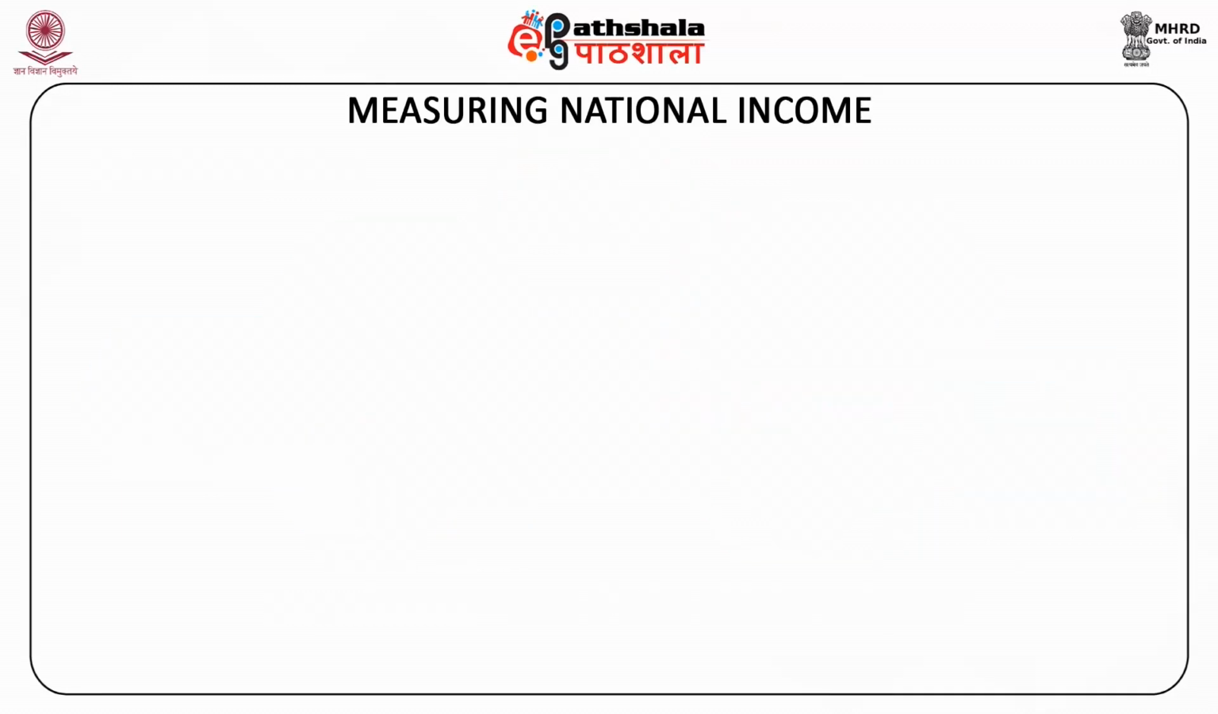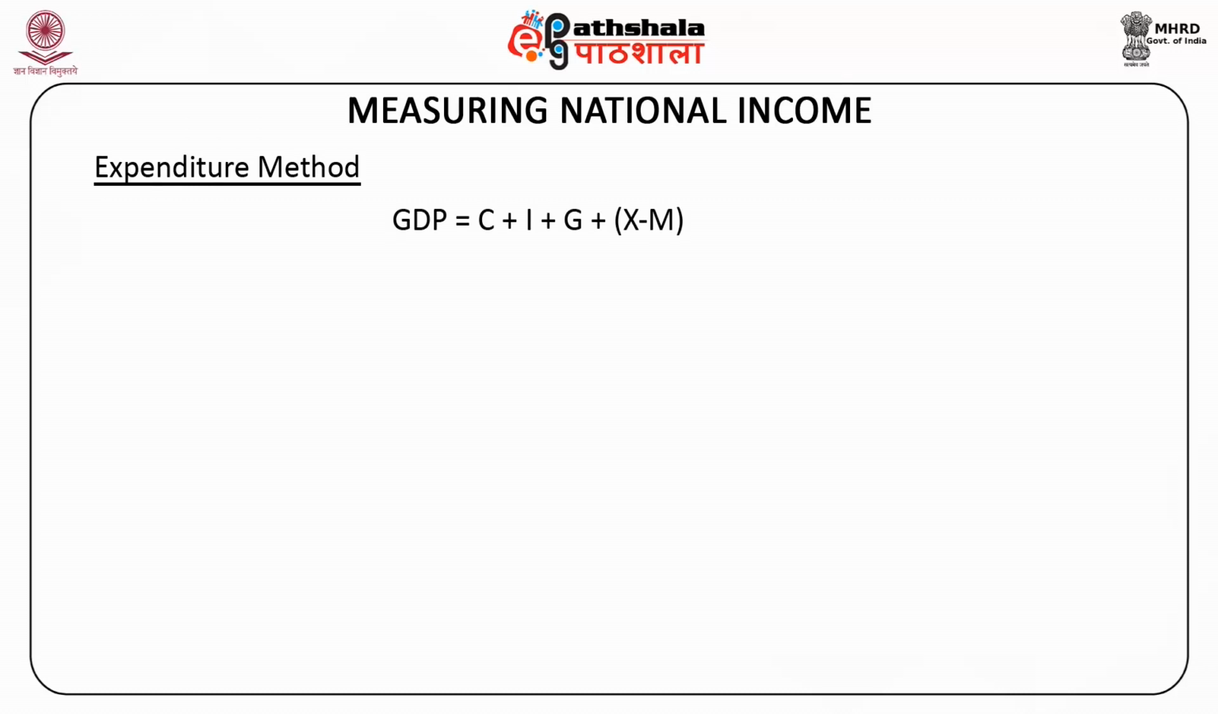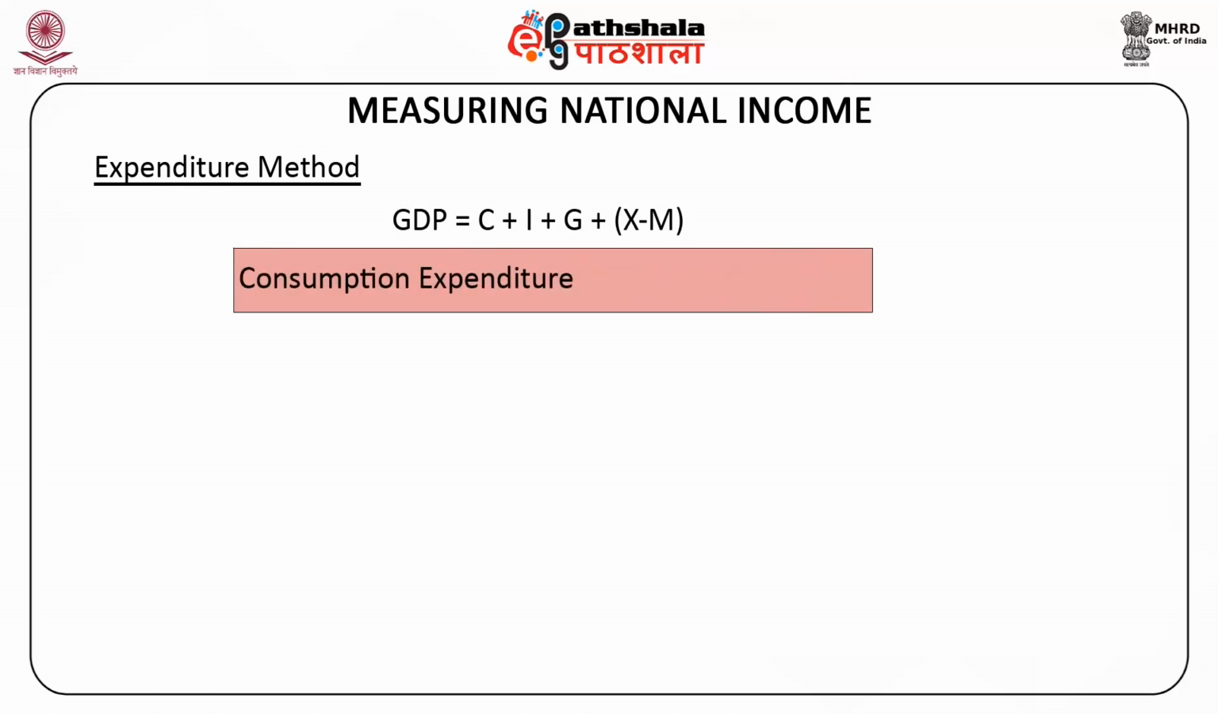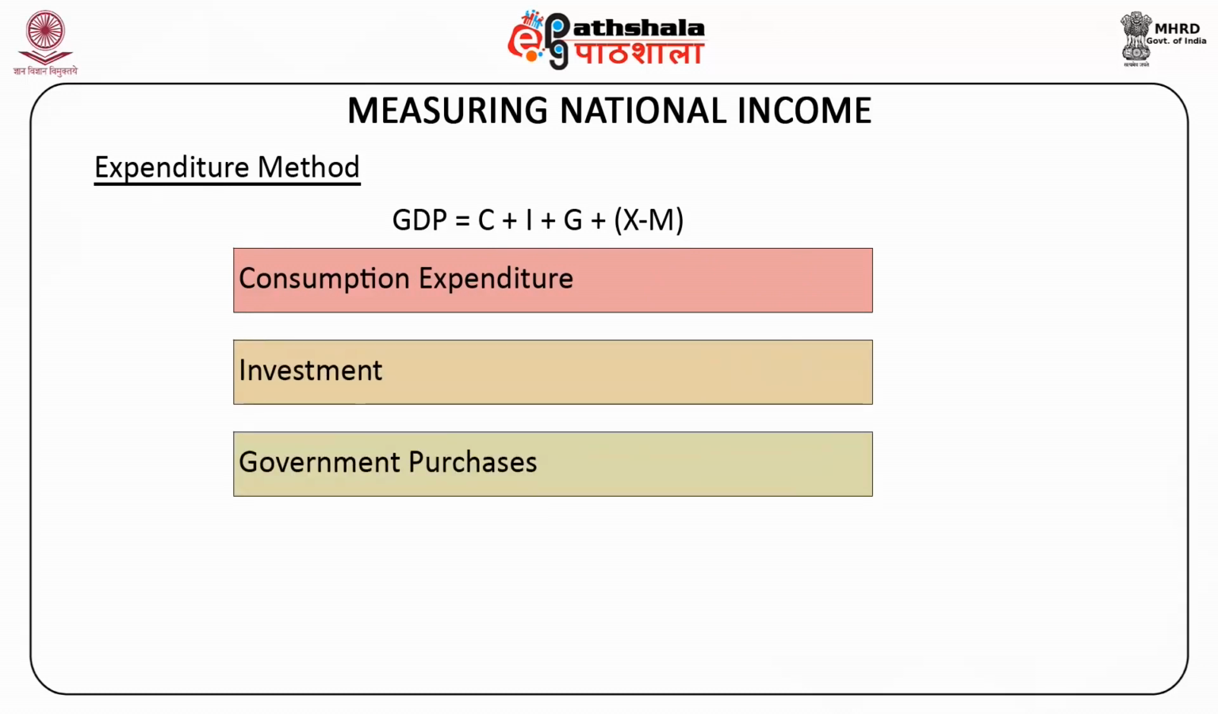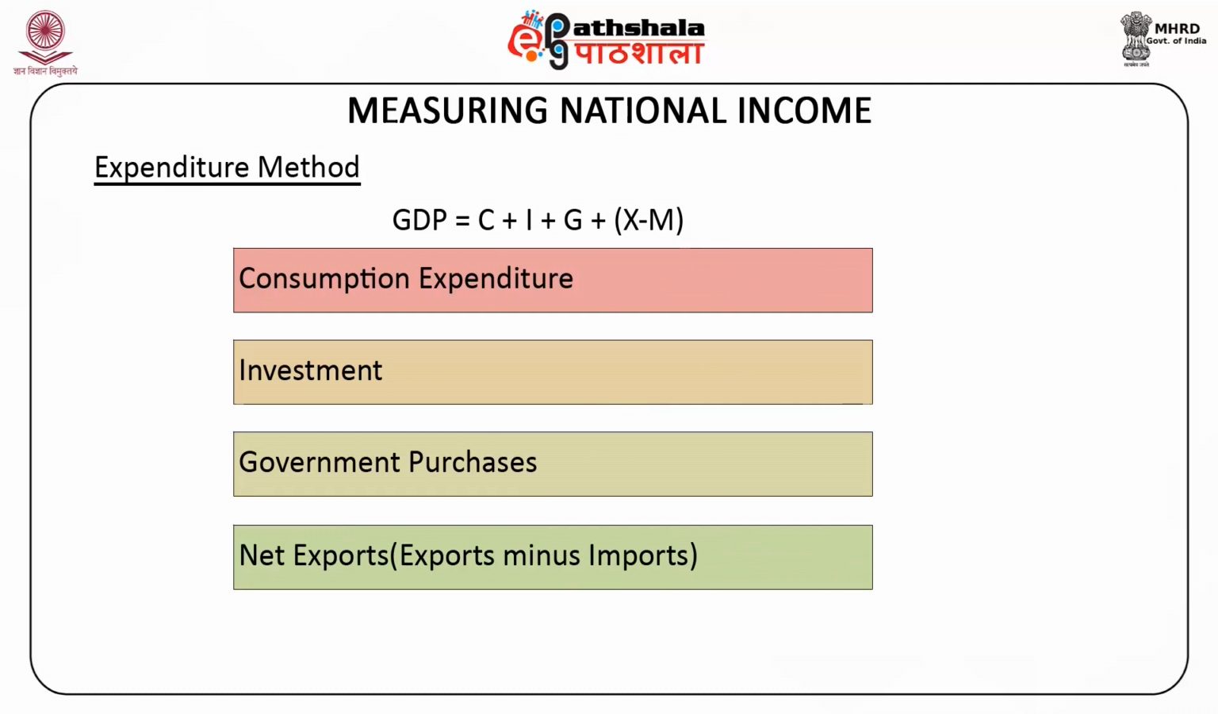Now, the second method of estimating GDP is the expenditure method. According to this method, GDP is computed as the sum of consumption expenditure, investment, government purchases of goods and services, and net exports. This can be expressed in the form of the equation GDP is equal to C plus I plus G plus X minus M. Let us now understand the components of this equation.